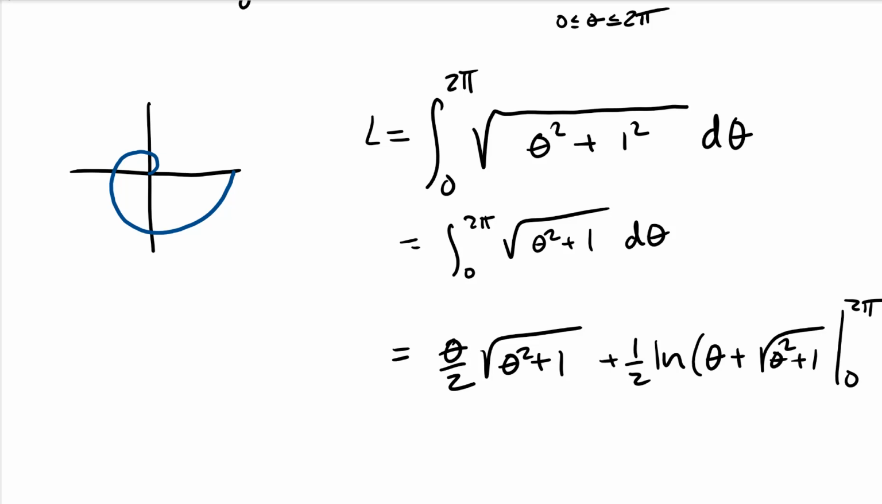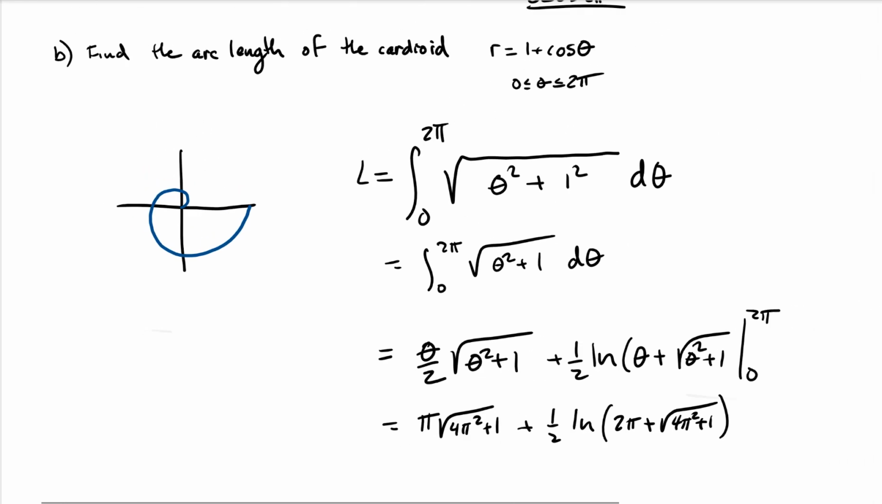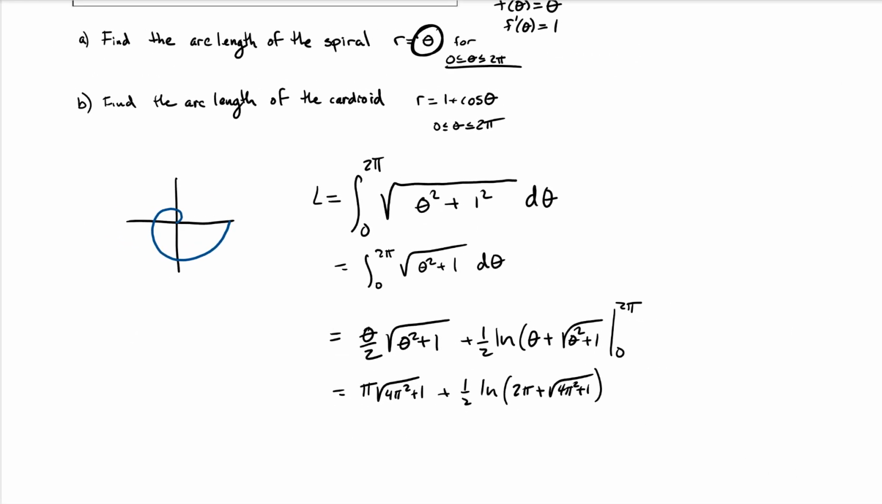You remember all this stuff? You'd have to go and plug all of it in. And then this would turn out to be pi times the square root of 4 pi squared plus 1. What would the other part be? 1/2 ln of 2 pi plus the square root of 4 pi squared plus 1, minus 0. Gone. Oh, wow. Could you still solve a trig sub?